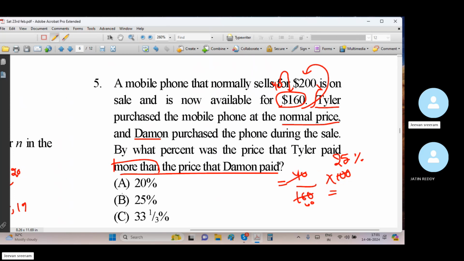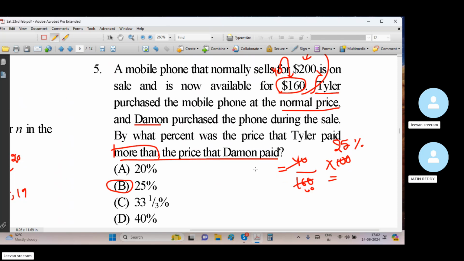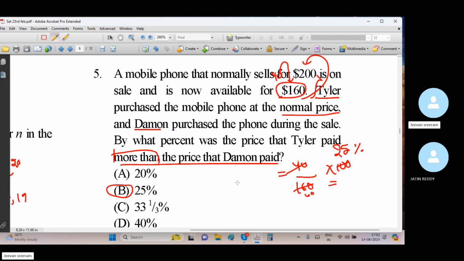Yes, sir. Don't think answers, don't park your thinking in your mind. Better to park your thinking on the page, on paper. Okay, the right answer is 25%. Is it clear? Yes, sir.